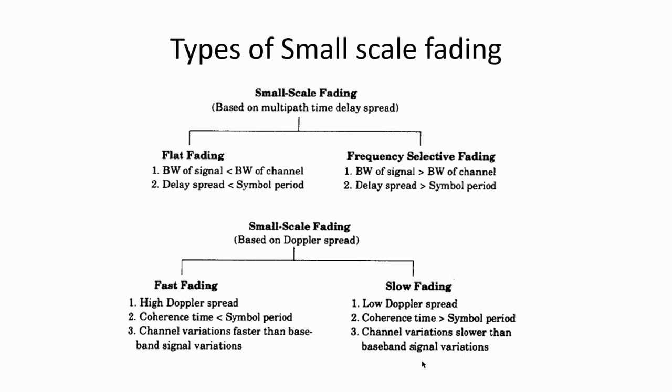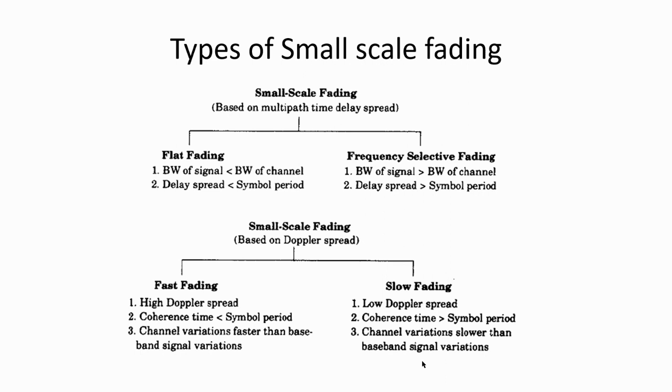The second one is frequency selective fading. Whenever the bandwidth of the signal is greater than the bandwidth of the channel, some part of the signal goes out of the channel. That channel is called a frequency selective channel. Here the delayed version of the signal is greater than the symbol period. So, with respect to the time delay spread, the fading can be either flat fading or frequency selective fading.